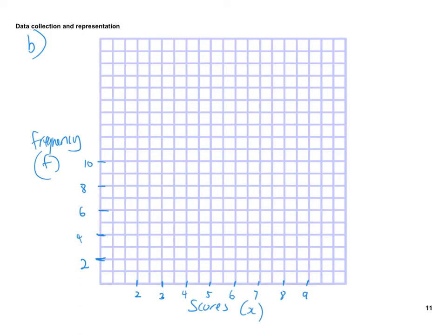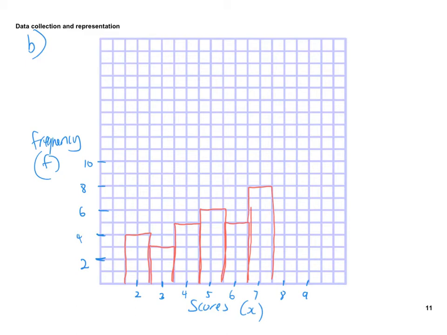Okay, let's go through it. So 2 is a frequency of 4. So like this. 3 goes up to 3. 4 goes up to 5. 5 goes up to 6. 6 goes up to 5. 7 goes to 8. 8 goes up to 11.